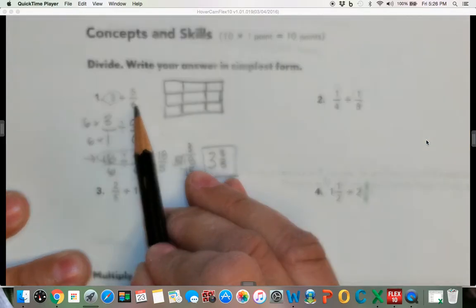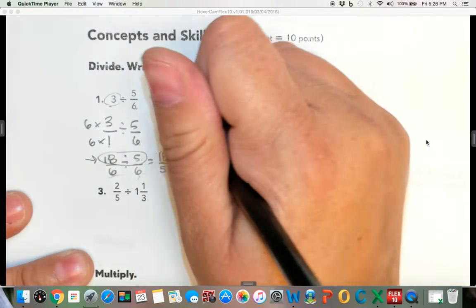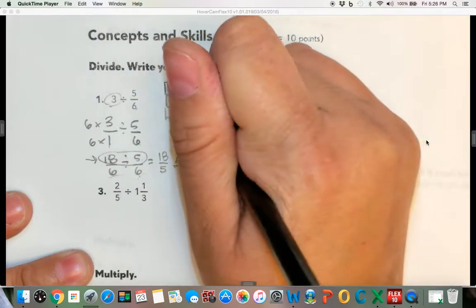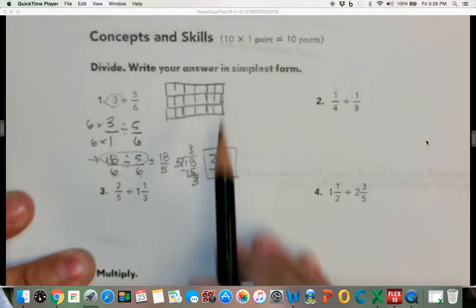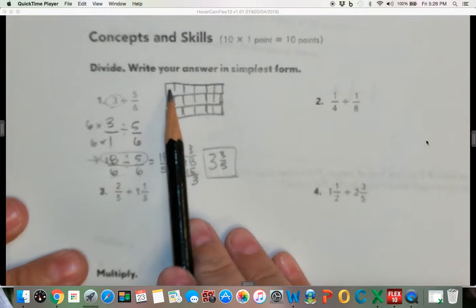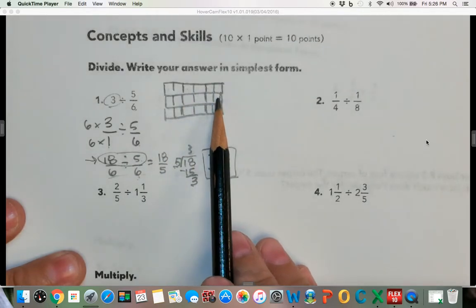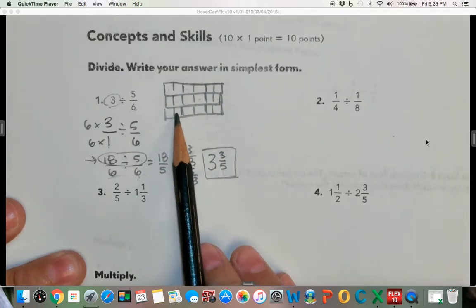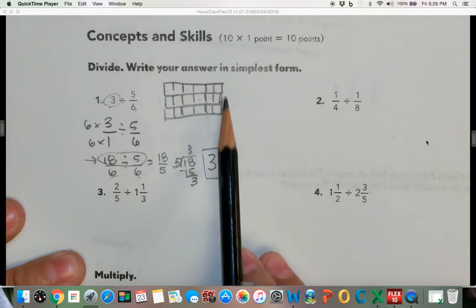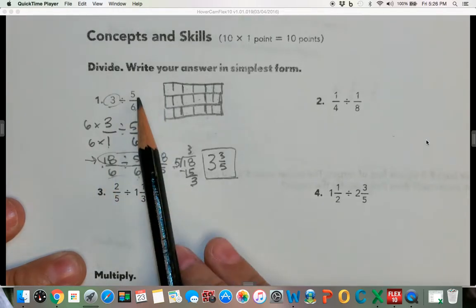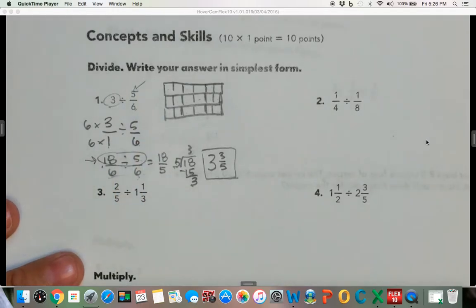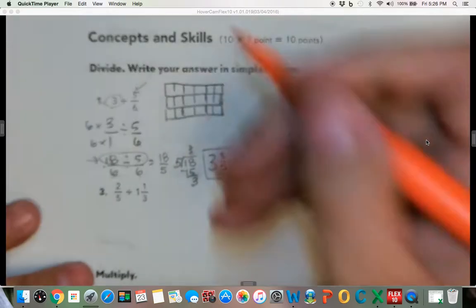This denominator tells me how to slice my pieces. So each whole now has 6 pieces. 1, 2, 3, 4, 5, 6. That's 18 little pieces. Here's our 18. Okay. This numerator here tells us we're going to make groups of 5.